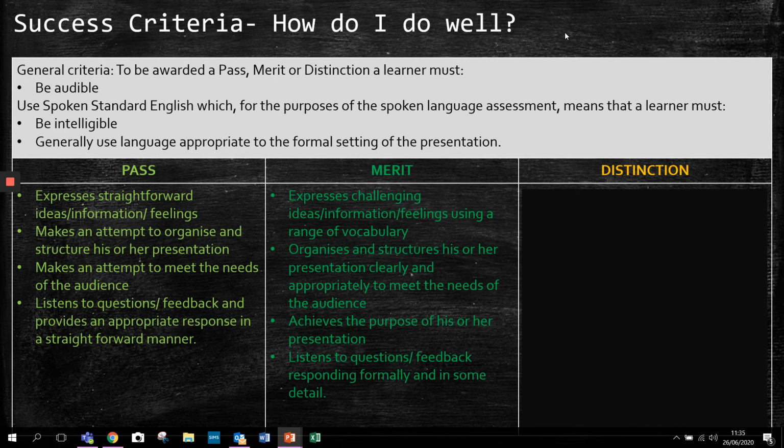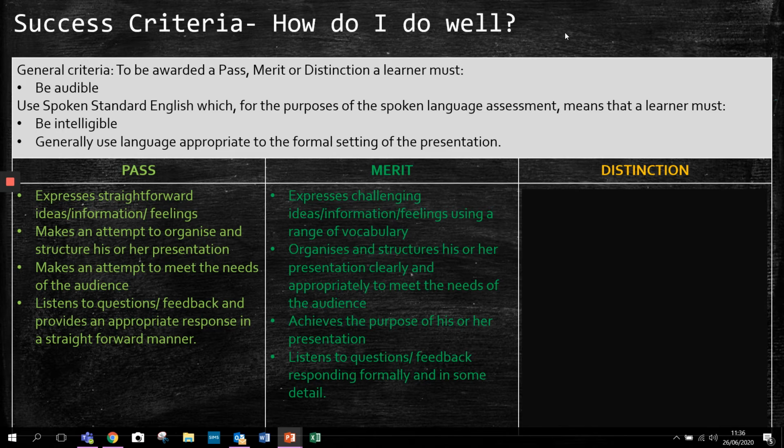Okay, moving on from things like why I think school uniform is rubbish because I don't like wearing trousers. And a range of vocabulary. Okay, so thinking about your word choice. Organize and structure your presentation clearly and appropriately to meet the needs of the audience.